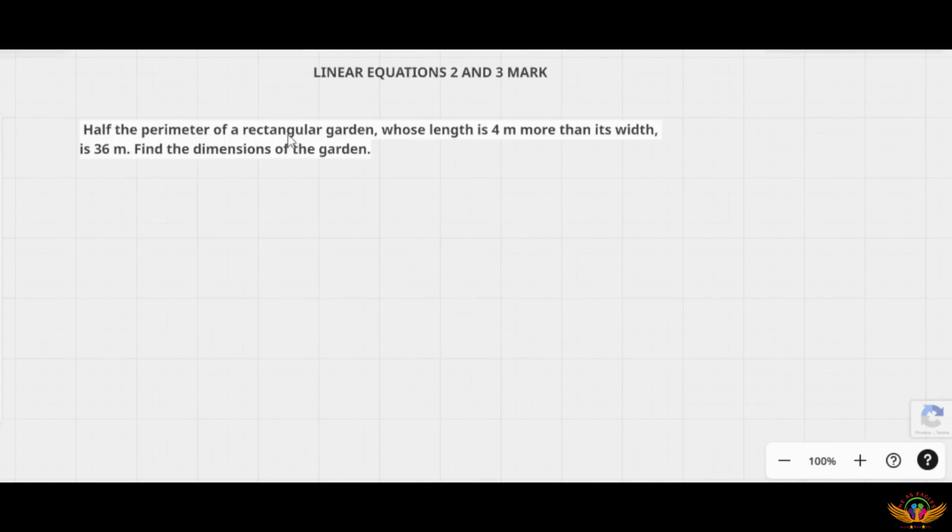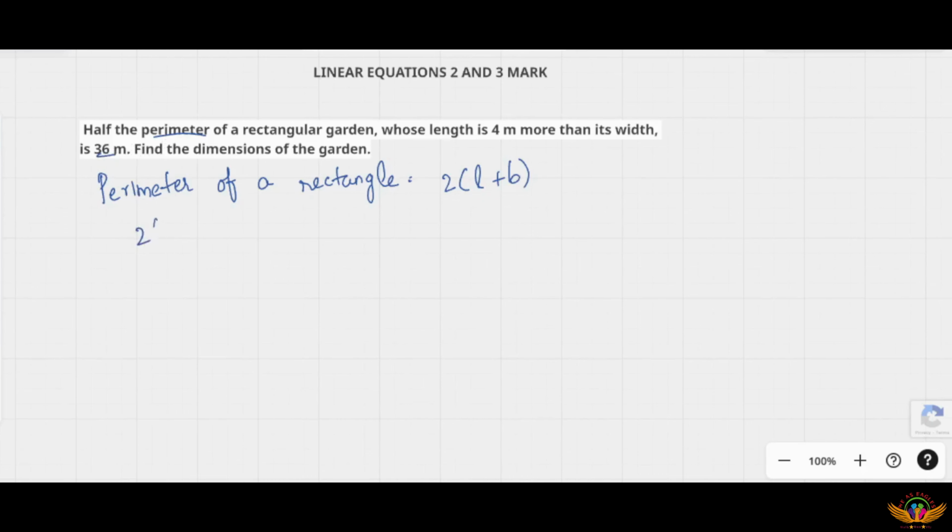Half the perimeter of a rectangular garden. So what is the perimeter of a rectangular garden? First you have to know. The perimeter of a rectangle is equal to 2 into (L plus B). Yes, done. They are telling half the perimeter of a rectangle whose length is 4 meters more than its width is how much? 36. They are giving the half the perimeter.